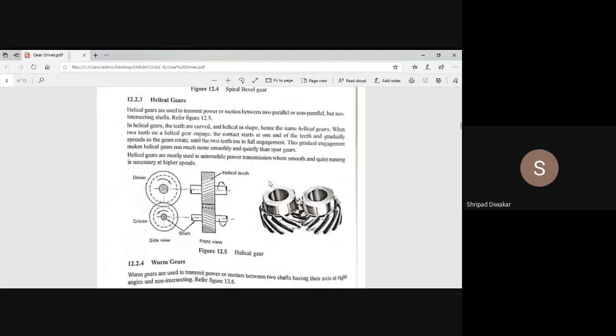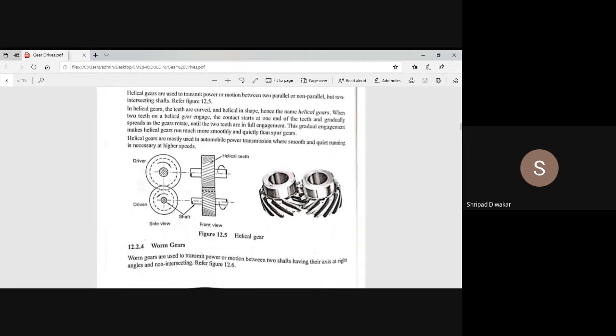Helical gears are mainly used to transmit the power between two parallel or non-parallel shafts. So it is possible to transmit the power between parallel and non-parallel, but non-intersecting shafts. It is not possible to transmit the power between intersecting shafts in the case of helical gears.